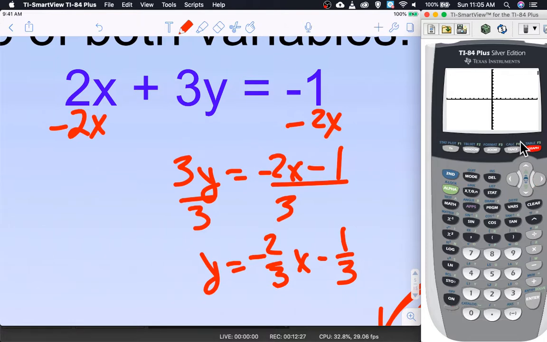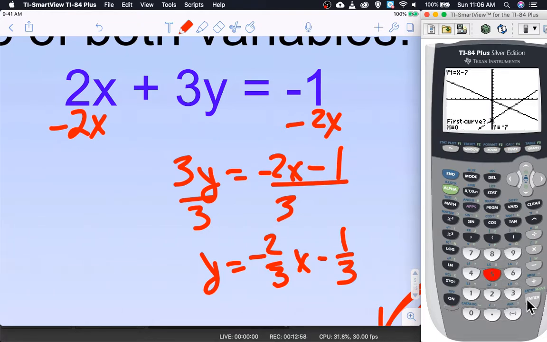I hit graph. There's the one line. Being a little slow. There we go. Here's the other line. It's thinking. They're going to intersect around here someplace. Now, in order for us to figure out what that number actually is, we are going to use this calculate feature. It's blue above trace. So we're going to hit second trace to calculate, and we want to calculate the intersection point, number 5.